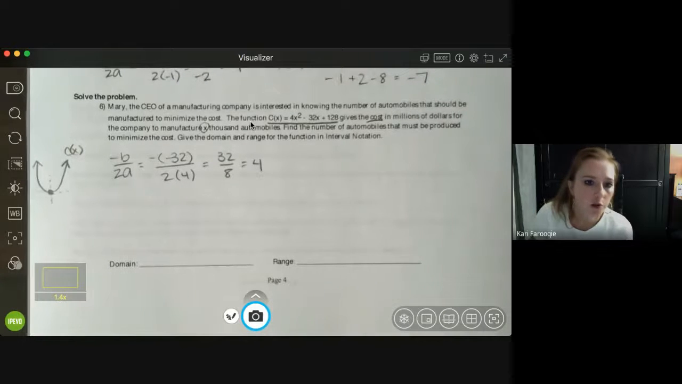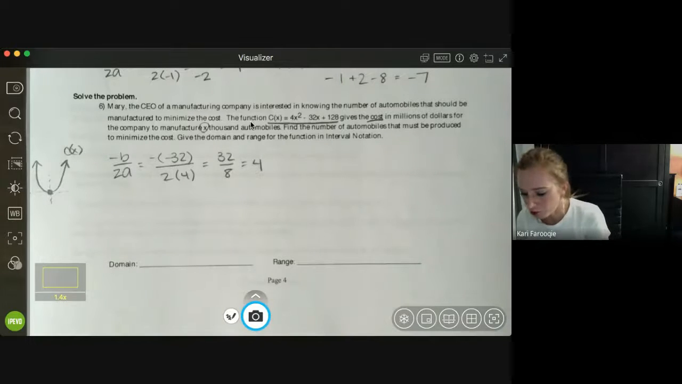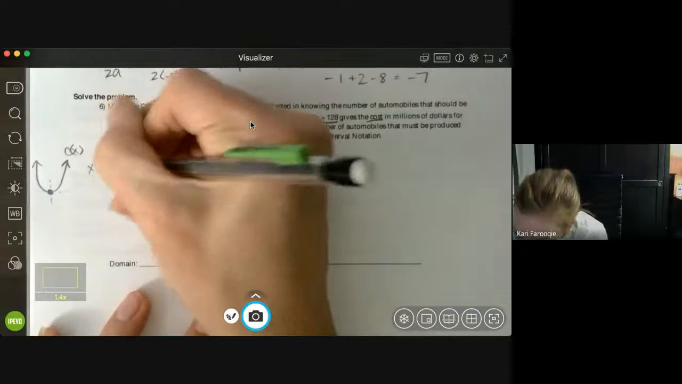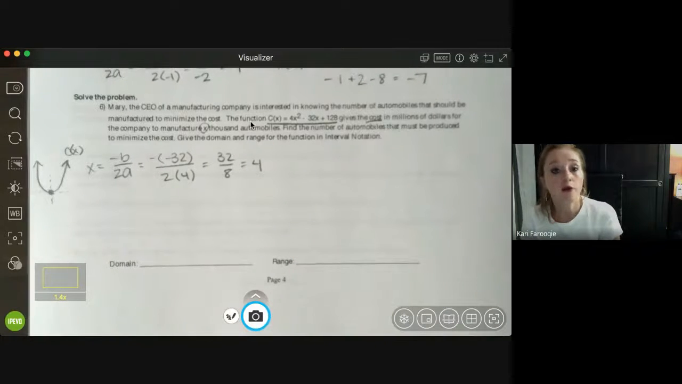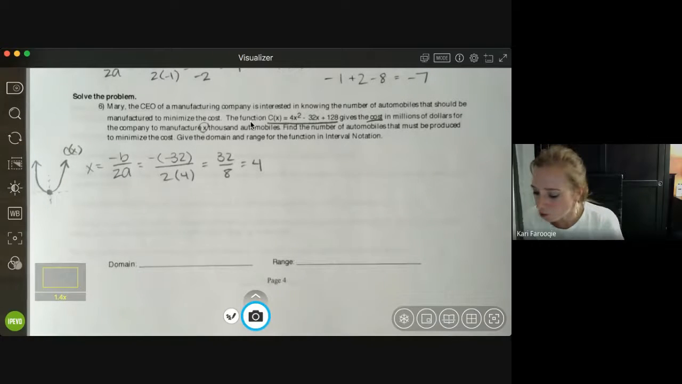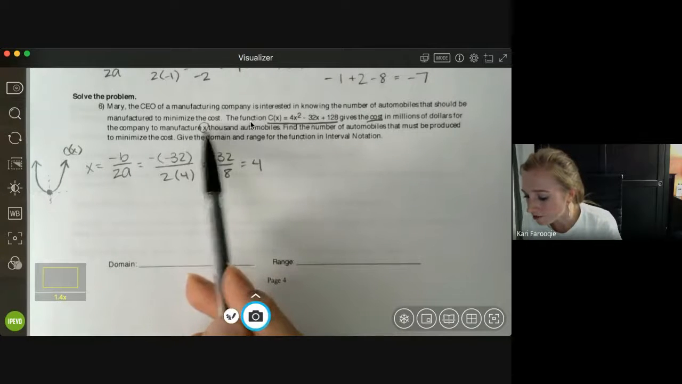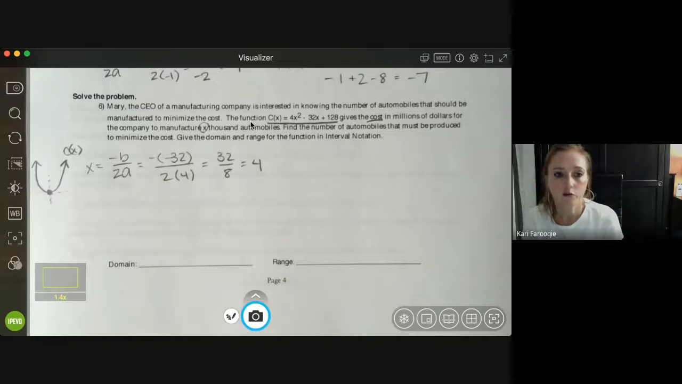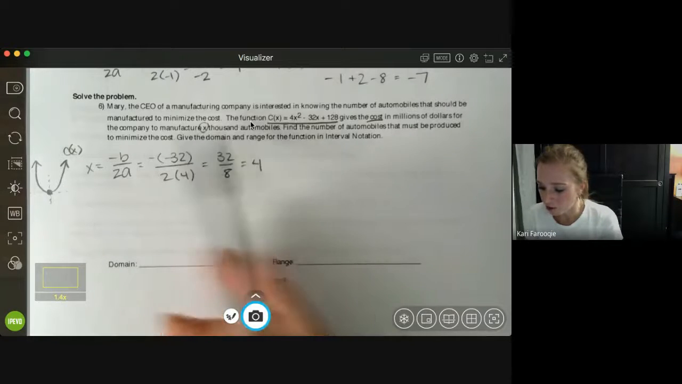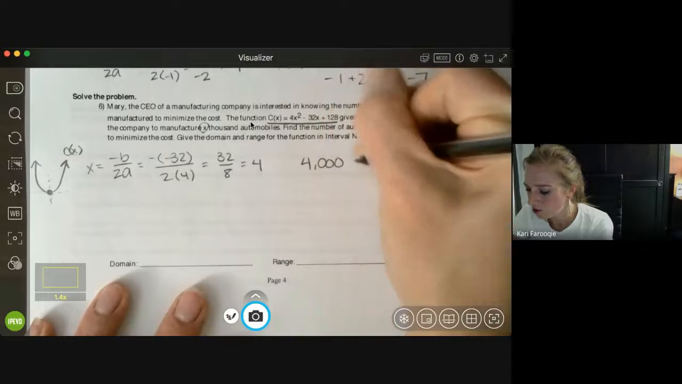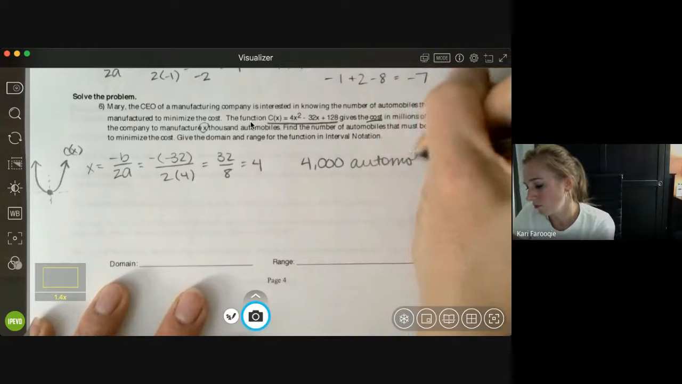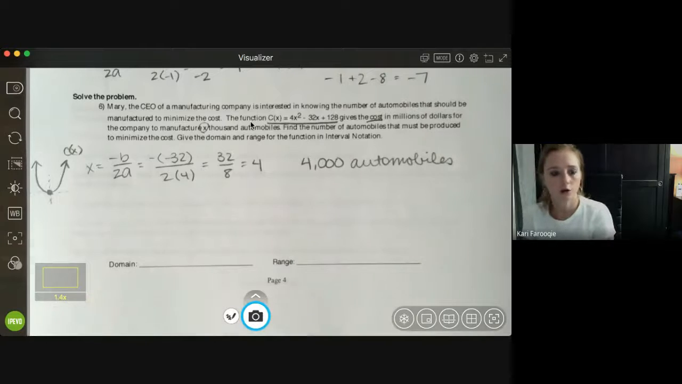So find the number of automobiles that must be produced to minimize the cost. Give the domain and range for the function in interval notation. Well, remember that this quantity x is represented by negative b over 2a. So when you find 4, it doesn't mean that the number of automobiles produced is 4. You were given the information that you were given x thousand automobiles. So if x is the number of thousands of automobiles and you found that x was 4, well, that means that we're talking about 4,000 automobiles or cars, whatever you want to call them.